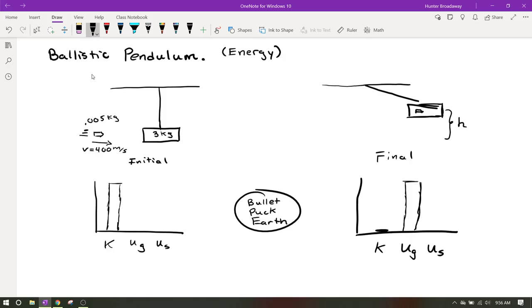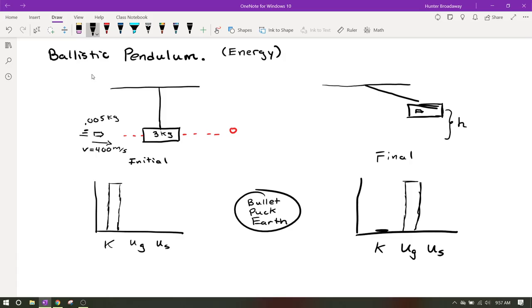Do we have any gravitational potential energy on the left side? The block is suspended in the air, yeah. So you could either say yes or no. Here's what I would do. I would just say this part right here is zero. Remember, with gravitational potential energy, you can set a zero point. So I would set a zero point right there at the 3 kilogram mark.